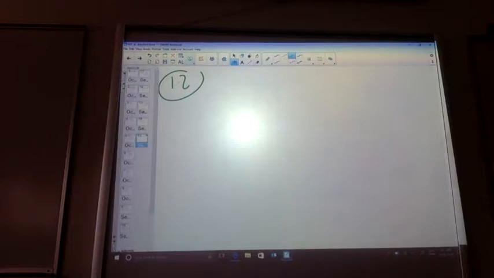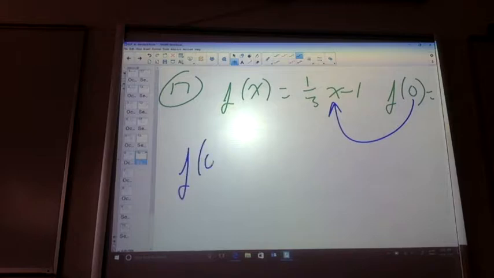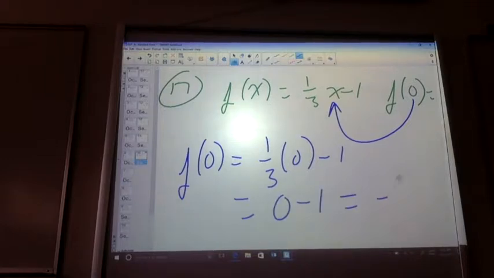17. Number 17, we have the function at x is equal to 1/3 x minus 1, and they want to know what the function at 0 would be. That means I'm going to take 0 and plug it in here. So the function at 0 is equal to 1/3 times 0 minus 1. 1/3 times 0 is 0. So my answer should be just -1. We good?